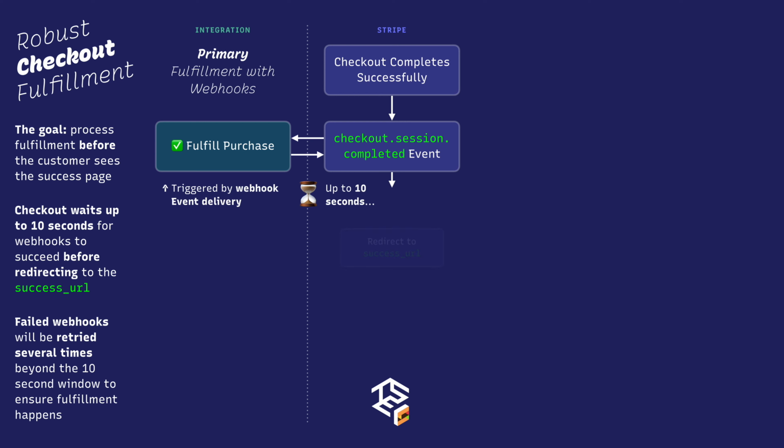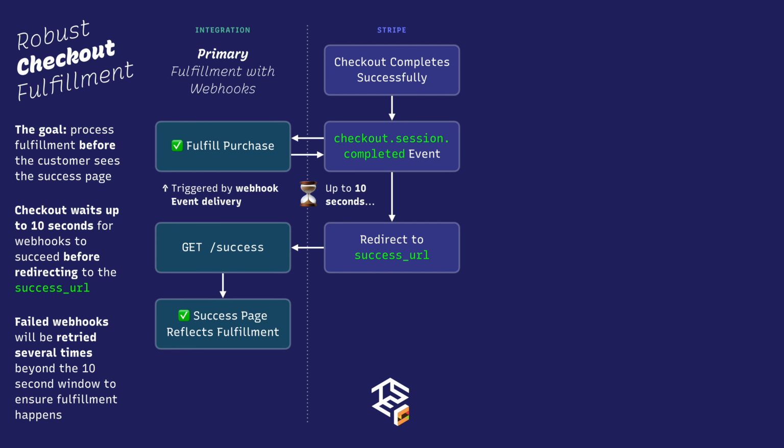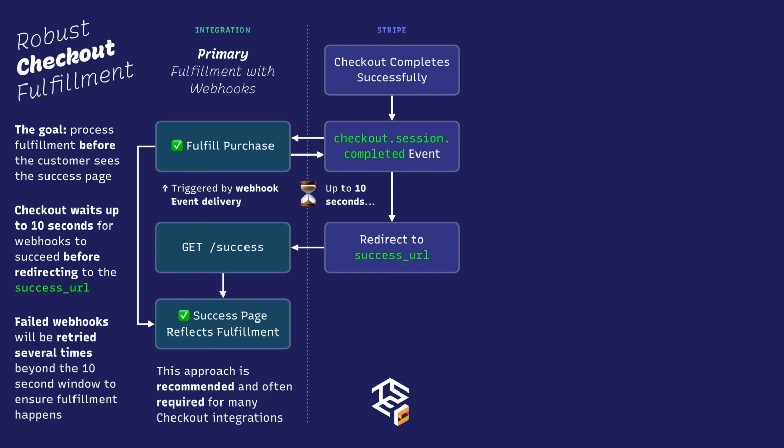Once the integration successfully acknowledges delivery of the checkout session completed event, or when 10 seconds passes, Stripe redirects the customer to the checkout session's success URL. The integration receives the request for the success page and renders it for the customer. The success page reflects the purchase because fulfillment happened before the redirect, thanks to checkout's delay of up to 10 seconds. This approach is recommended and often required for many checkout integrations that want to perform automatic fulfillment of purchases.